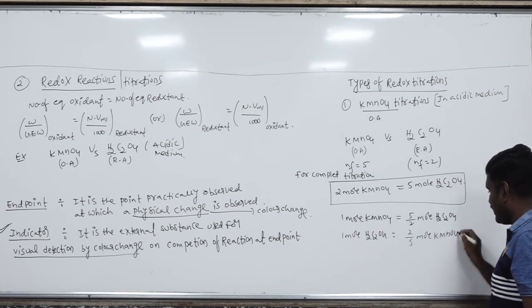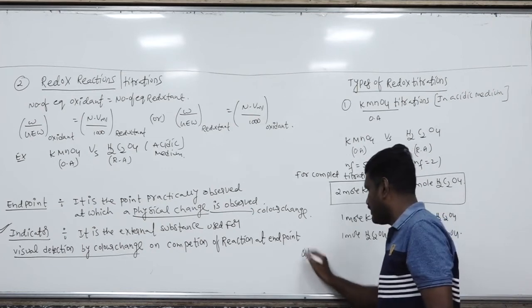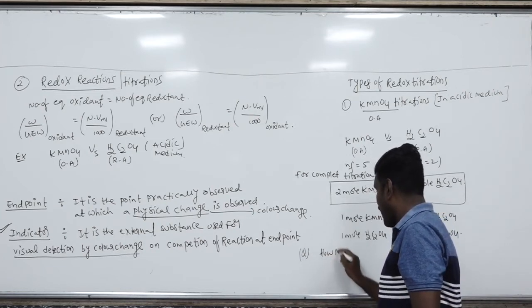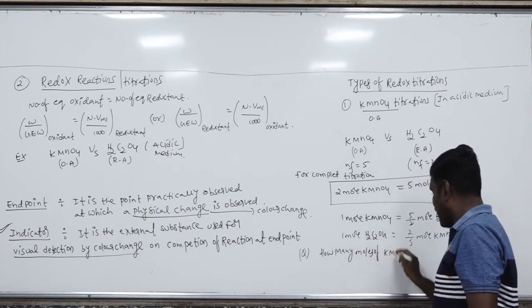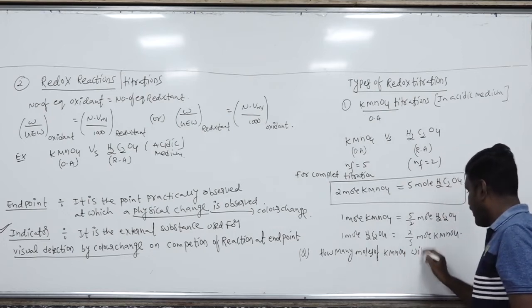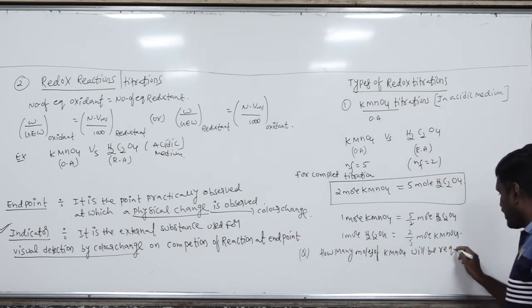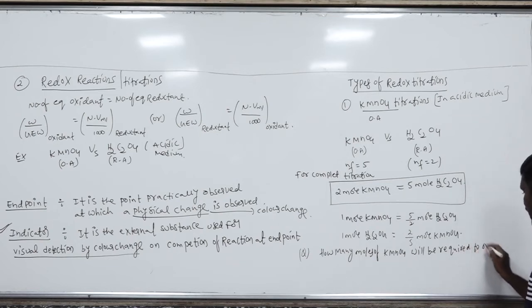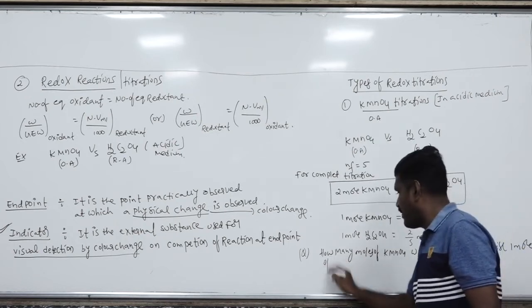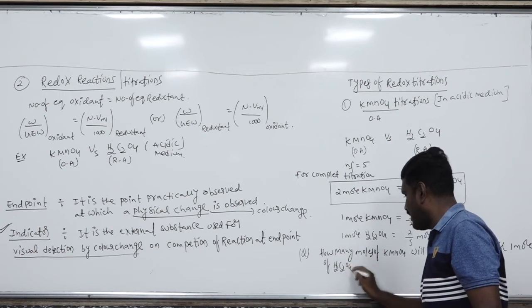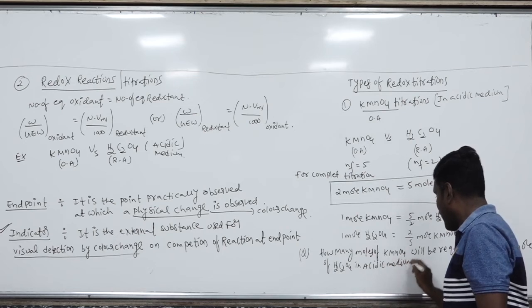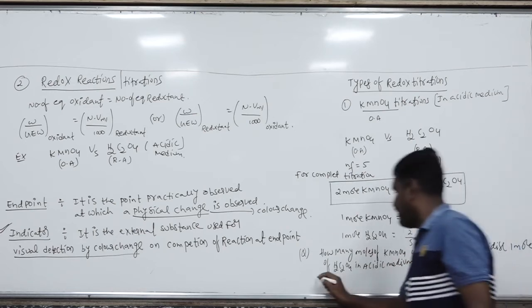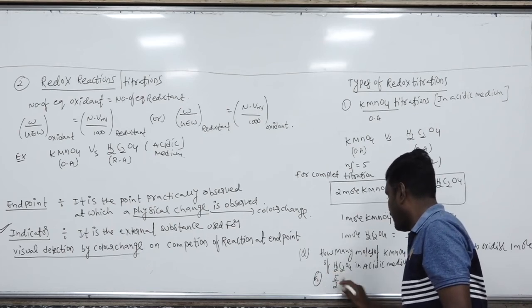This is very important. Question will be given like this. How many moles of potassium permanganate will be required to oxidize 1 mole of oxalic acid in acidic medium? Okay? The options given like this: 5 by 2 moles.